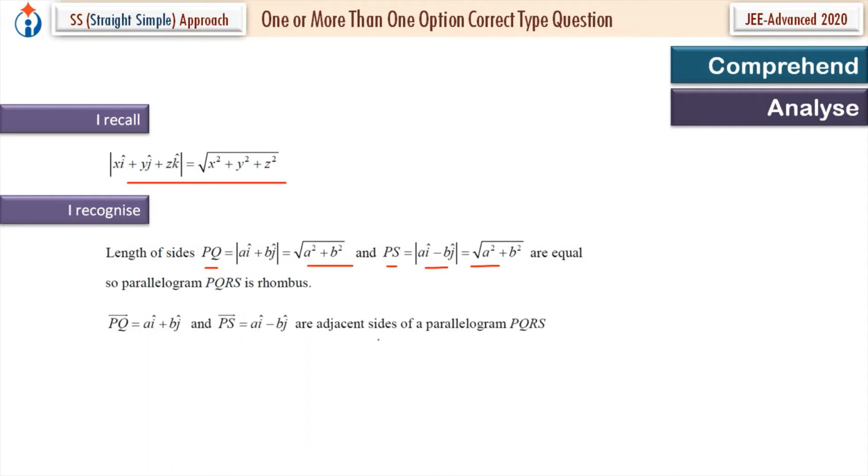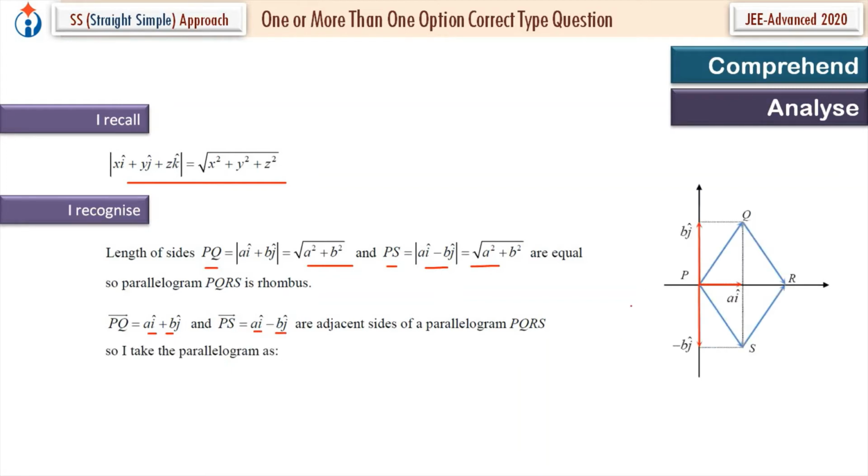So parallelogram PQRS is a rhombus. If all four sides are equal, then the parallelogram is a rhombus. Now PQ vector and PS vector are adjacent sides of parallelogram PQRS. Here this is A i cap, B j cap. I can take the parallelogram like this. This will be A i cap plus B j cap, and this is minus B j cap, so this will be A i cap minus B j cap, PQ vector and PS vector. In this direction, i cap unit vector, in this direction, j cap unit vector. So that's the picture.